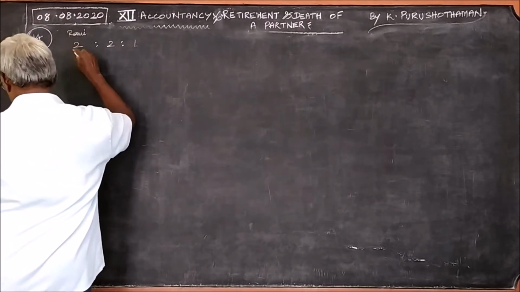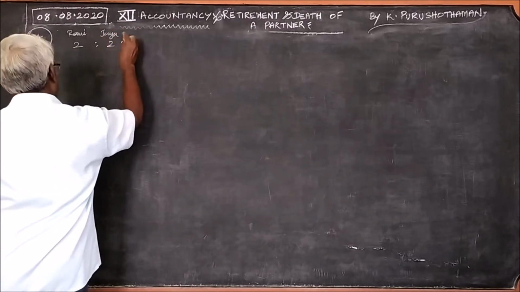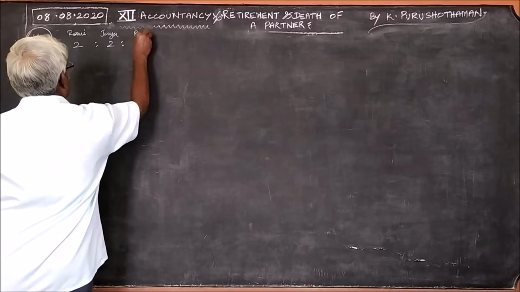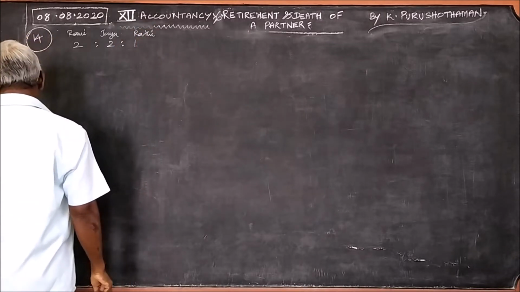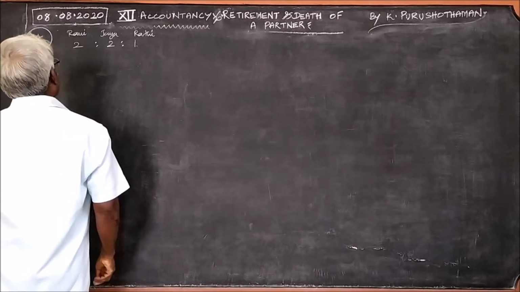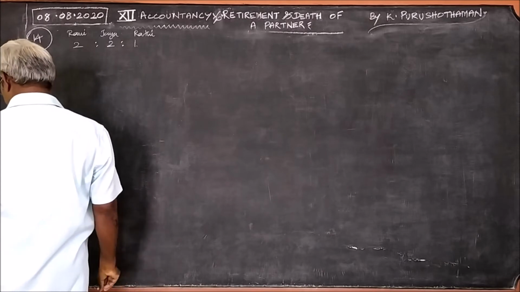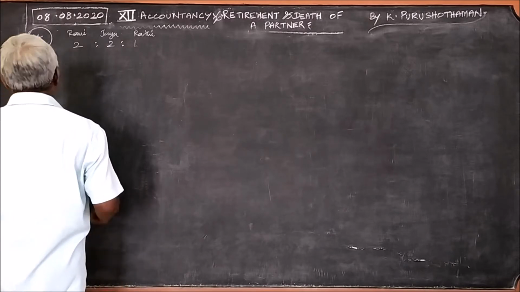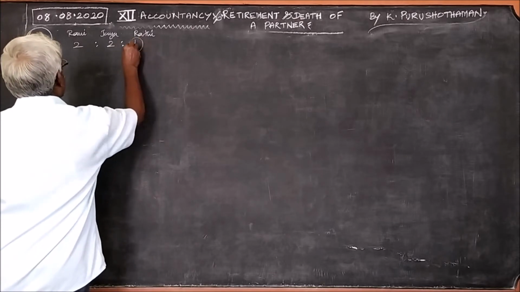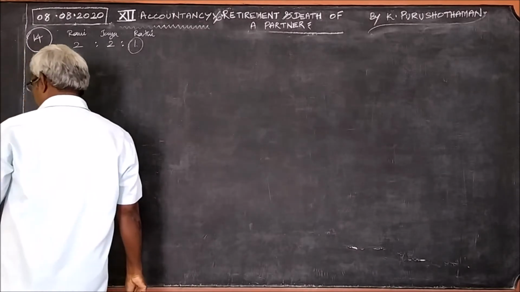The three partners are Rani, Jaya and Radhi. These are the three partners. They divide in the ratio 2:2:1. Very good. On 31/3/2018, Radhi retires. The third partner is retiring.